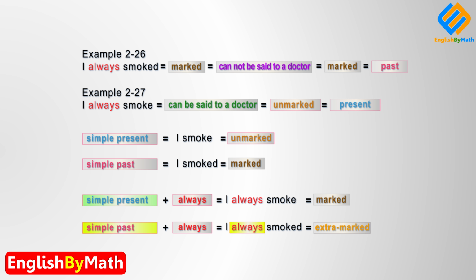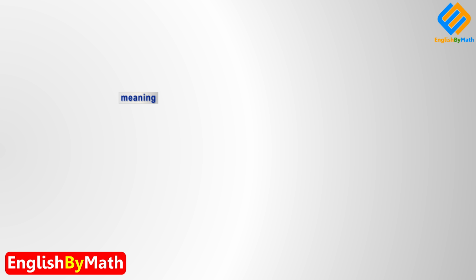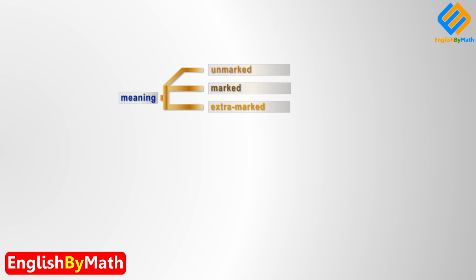I always smoked is extra marked because we did two things. We changed the tense from present to past, and we added the frequency word always. We can therefore conclude that we have degrees of markedness, or a scale of markedness. We have marked and extra marked, meaning unmarked, marked, extra marked. Now let's take a look at always in the future.